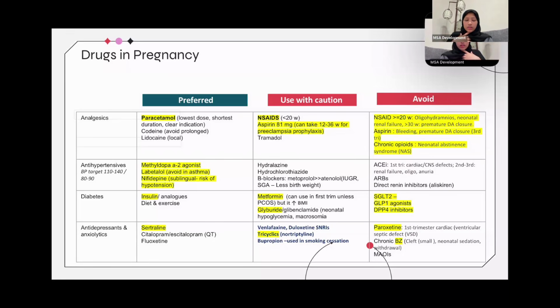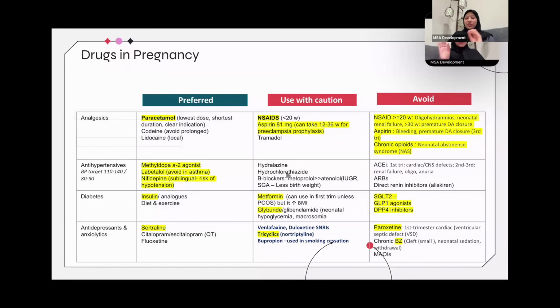Now, what else? Okay, that's what I wanted to mention. If the pregnant woman is hypertensive, you want to give something that is preferred in pregnancy. So methyldopa, labetalol (avoided in asthma because it's a beta blocker), and nifedipine, which is also used as a tocolytic. You can give nifedipine sublingually, under the tongue, because it still has that risk of hypotension we mentioned with the calcium channel blockers.